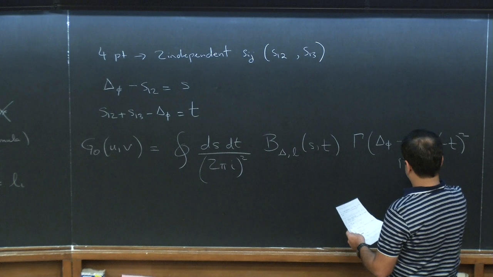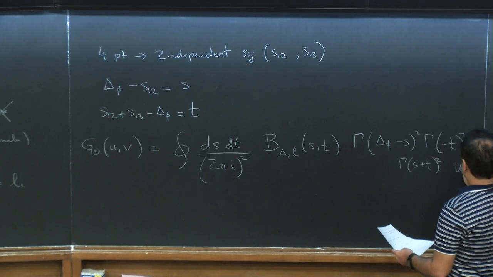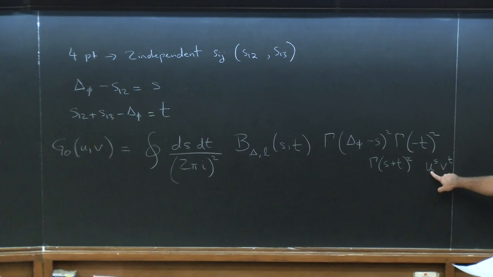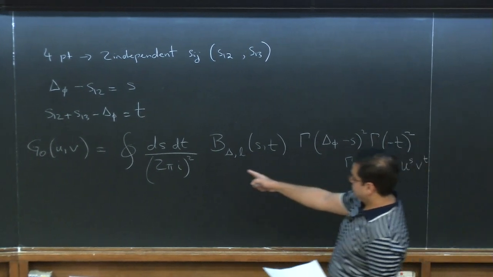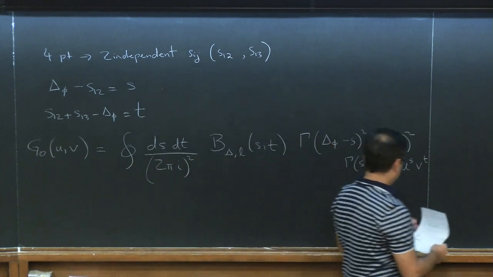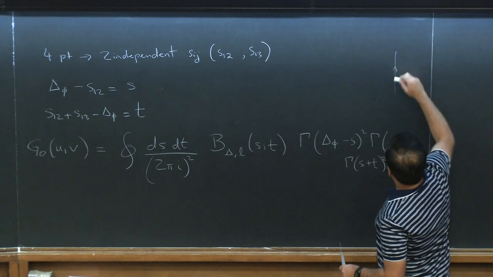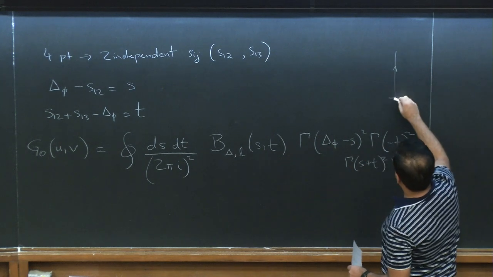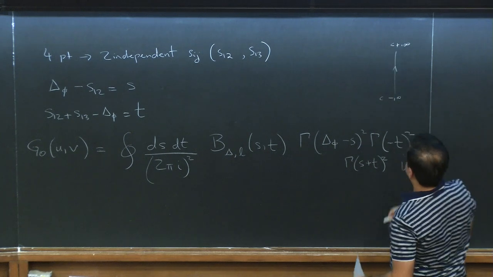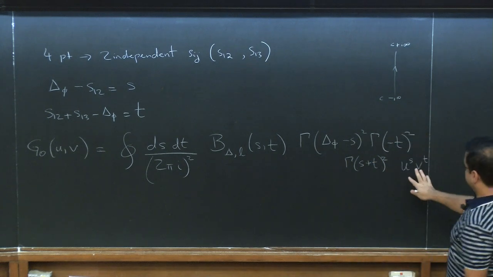Times gamma of S plus T square. Times U to the power S, V to the power T. So in terms of the U variable and V variable, this complex integral is nothing but the Mellin transform with respect to these variables. The contour that you have is basically both these S and T contours run from minus i infinity to plus i infinity with possibly a shift. And you close the contour on the right or the left depending on which channel you're considering.